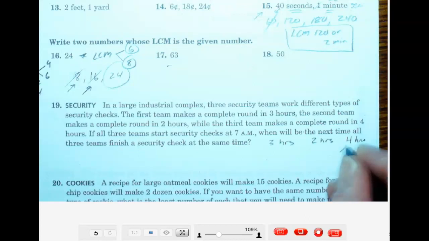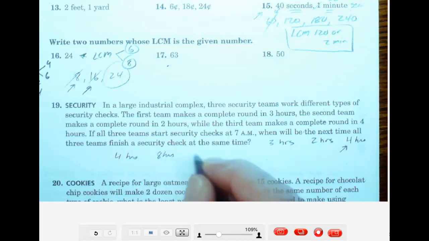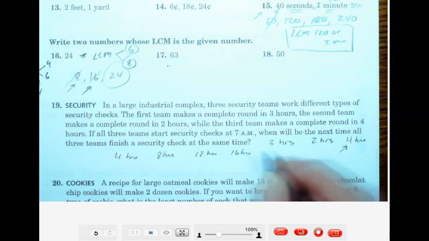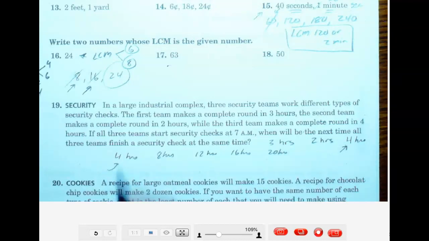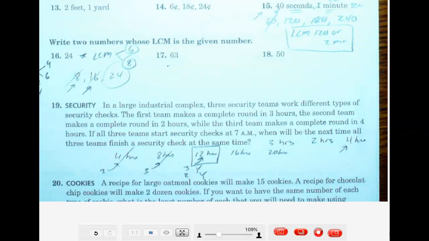Well, this is a least common multiple problem, and 4 is the biggest number, so let's count by 4. 4 hours, 8 hours, 12 hours, 16 hours, 20 hours. Okay, let's think about 3. Does 3 go into 4? No, so it can't be that one. Does 3 go into 8? No. Does 3 go into 12? Yes, it does. Does 2 go into 12? Yes, it does. 12 hours, they'll all be together. All right.